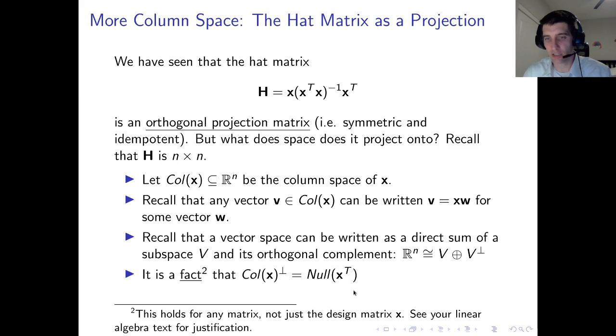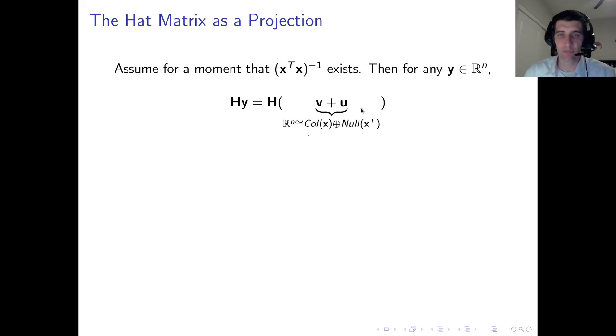And remember, in case it's been a while since you've taken a linear algebra class, the null space of a matrix A is all the vectors that get mapped to 0 by A. So the null space of X transpose is all the vectors that get sent to 0 by X transpose. That's why the word null space is appropriate. So Y can be written as some part in the column space of X plus some part that gets sent to 0 by X transpose.